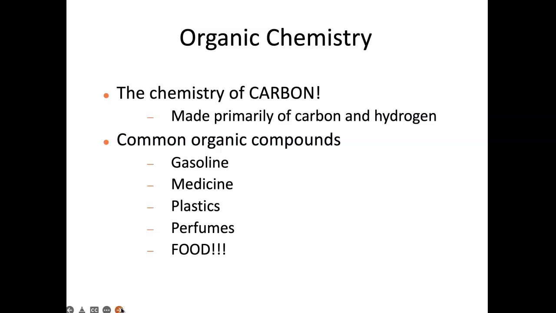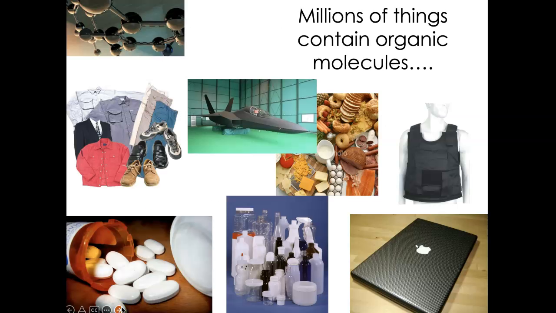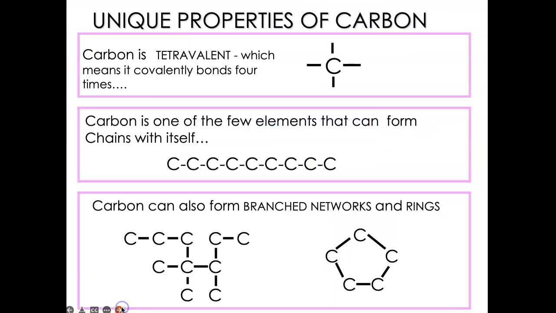All right, so when we're talking about organic chemistry, we're talking about the chemistry of carbon. All of these molecules contain carbon, primarily carbon and hydrogen, and so we call them hydrocarbons affectionately. And so what do these include? All kinds of compounds that you are in contact with every day are what we would call organic compounds. They contain carbon. And carbon is a very unique atom.